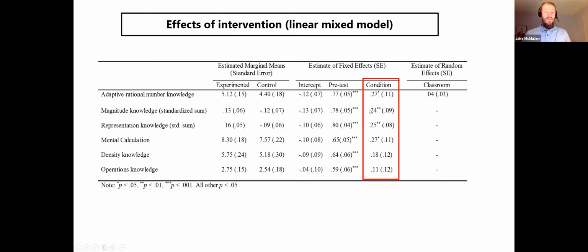We also found effects for their magnitude knowledge, both comparison and number line estimation combined, their representation knowledge through a number of varied tasks, for instance converting between fractions and decimals, and their mental calculations. But we didn't find effects for this more routine conceptual knowledge, so factual knowledge about, for instance, the density of the set of rational numbers.